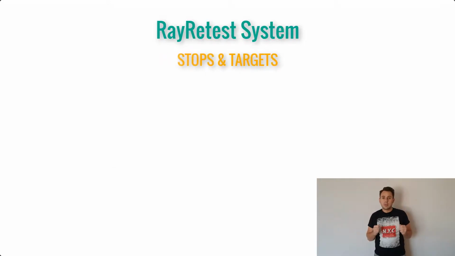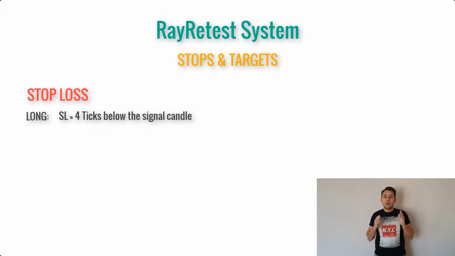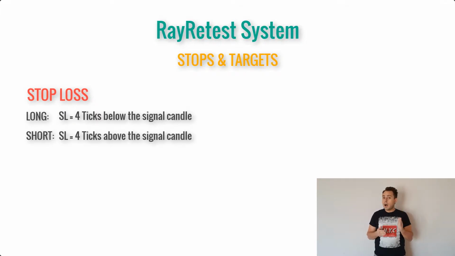So now let's get into the stops and targets. First, we're going to discuss the stops because those are always most important. So our stop loss, if we're long, is 4 ticks below the signal candle. So the candle that gives us the signal, normally it's one candle before the candle that we actually entered from. Okay, so that's 4 ticks below that. For a short, it's 4 ticks above the high of the previous candle, all right? So the previous candle is the signal candle.